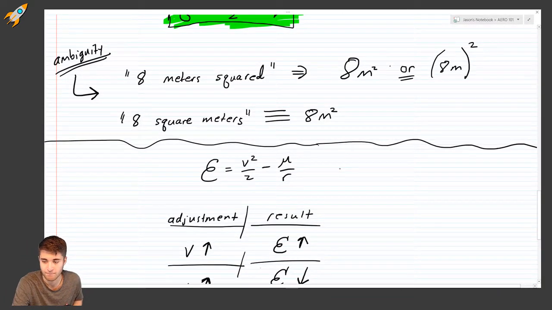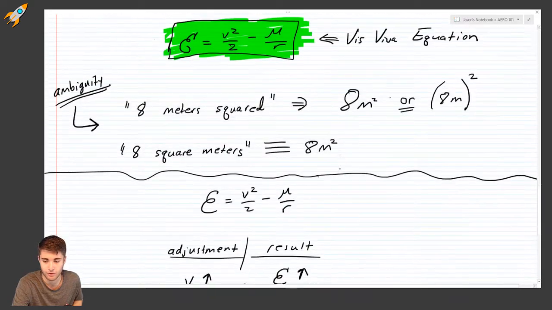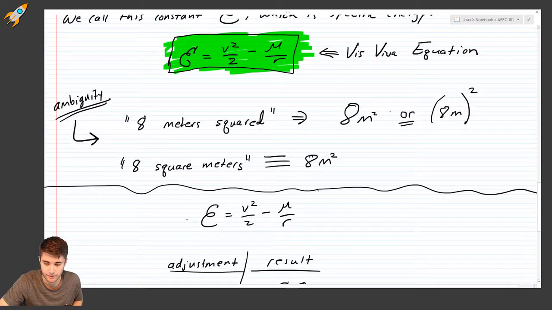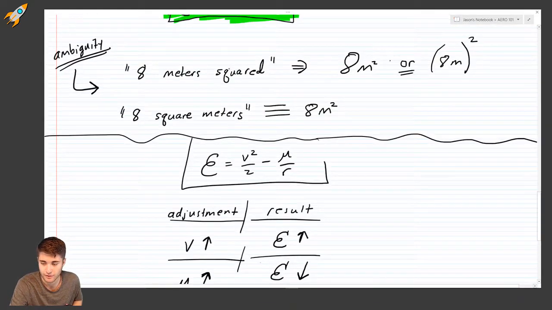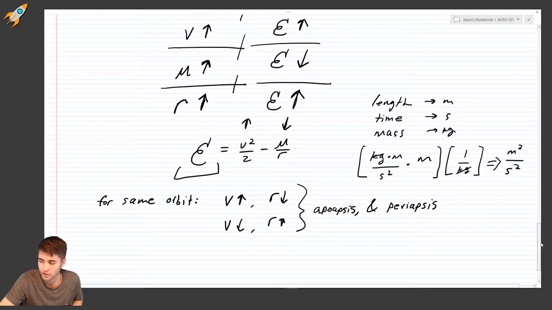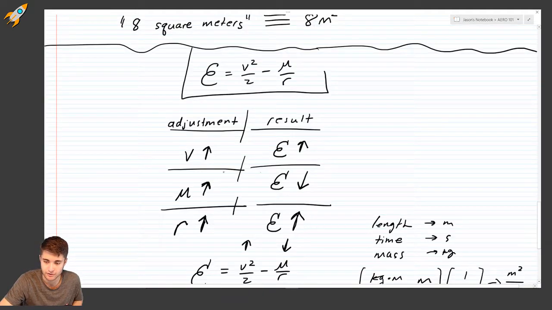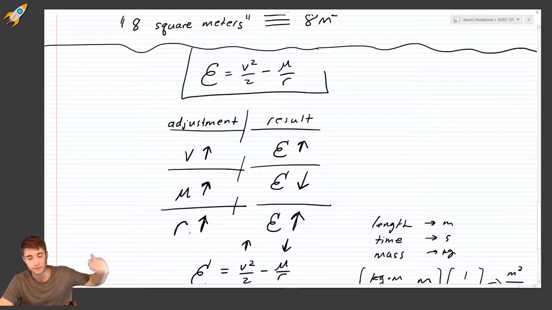Okay? So we've got v squared over 2 minus mu over r. We have derived the Vis Viva equation. We've derived it up here. And then we saw exactly what changes. If we adjust velocity, then energy increases. If we increase the total mass of the body, then energy decreases. If we increase how far out we are in the orbit, then energy also increases, okay?